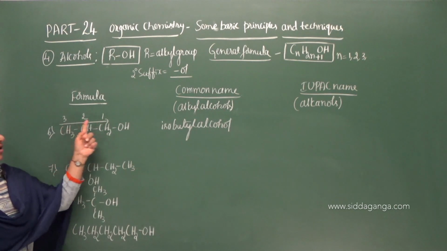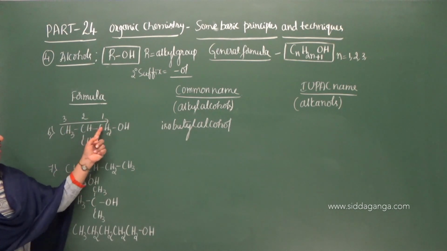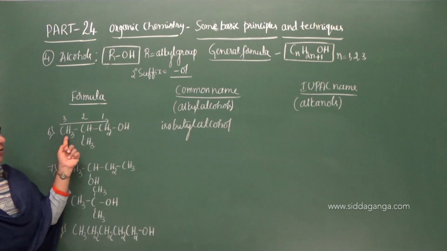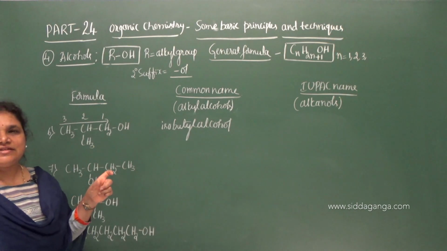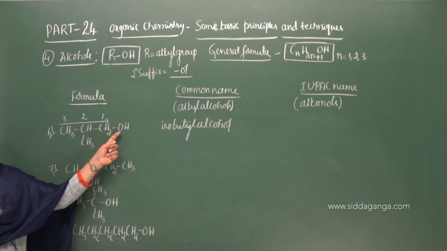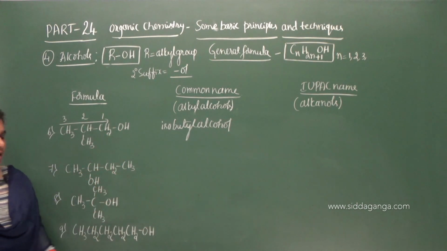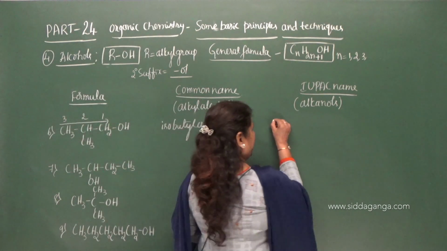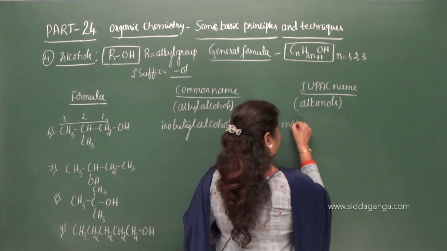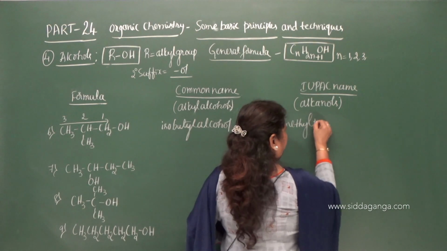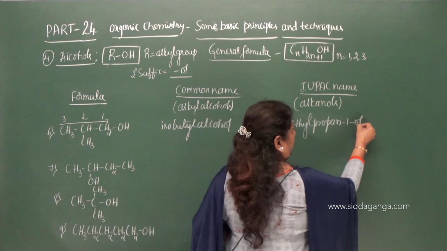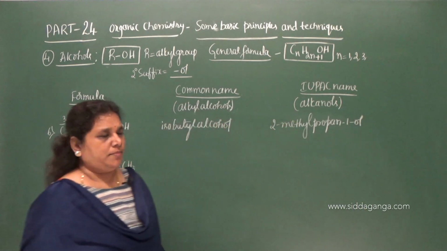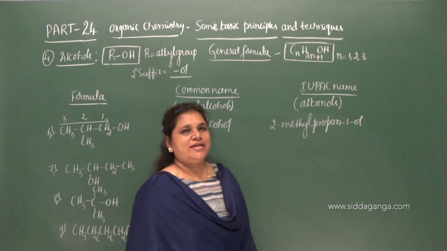Prop is the root word, because there are 3 carbon atoms, and the carbon atoms are joined by a single bond, hence the primary suffix is ane. And what is the secondary suffix? ol. Then the name will be 2-methyl propane 1-ol. So this is the IUPAC name. Instead of this you can also write it as propanol.